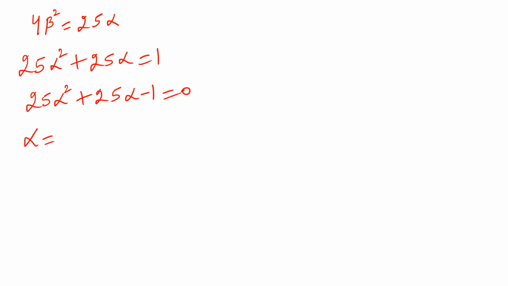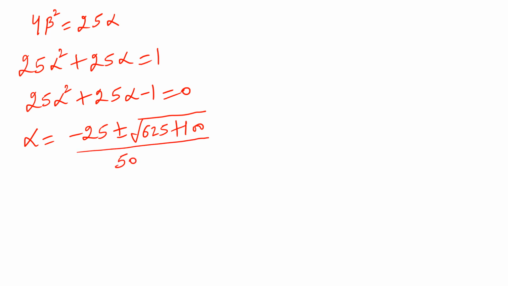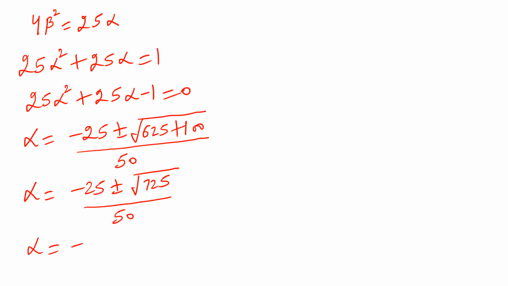Now alpha is equal to minus 25 plus minus square root of 625 plus 100 whole divided upon 50. I have just used the formula to find the roots. It is minus b plus minus root d upon 2a. Now alpha becomes equal to minus 25 plus minus square root of 725 whole divided upon 50.